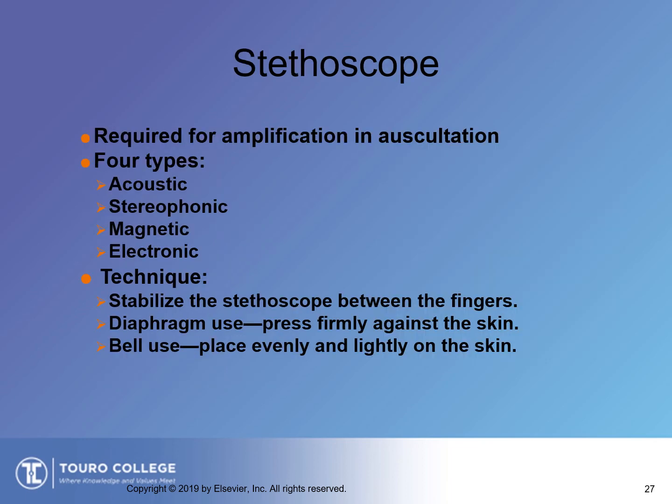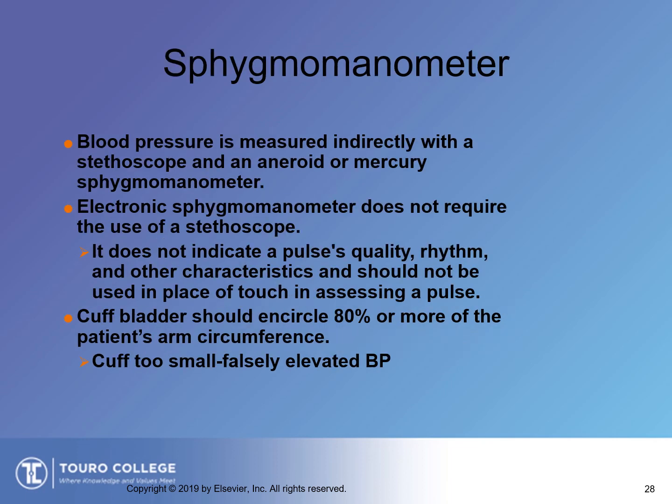The stethoscope: there are 4 types of amplification that we're looking for: acoustic, stereophonic, magnetic, and electronic. We want to stabilize the stethoscope between the fingers, the diaphragm pressed firmly against the skin, and the bell placed evenly and lightly on the skin. I don't know why this slide did that already. Blood pressure cuff.